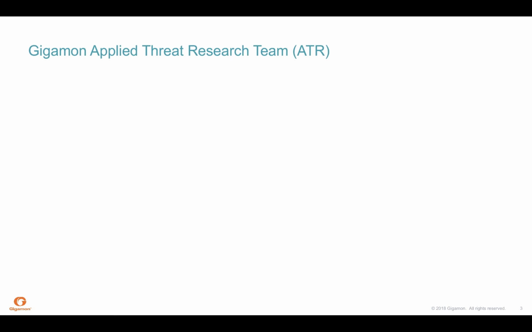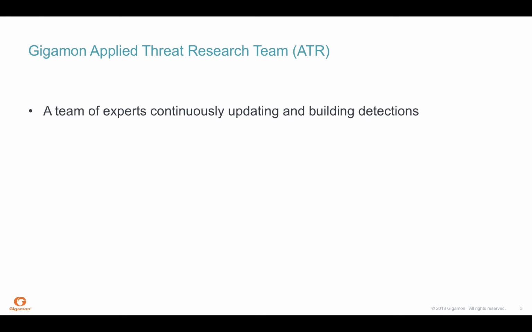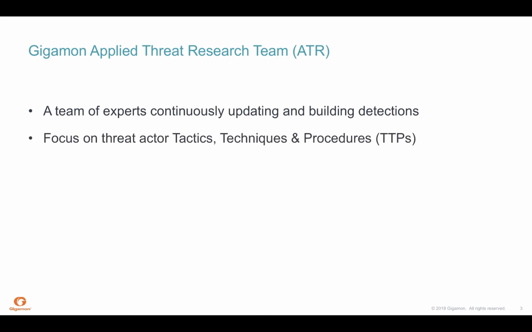The Gigamon Applied Threat Research Team, or ATR, is one of the biggest weapons in the Gigamon Insight arsenal. They're continuously updating and building new detection rules that focus on threat actors' tactics, techniques, and procedures, and the network traffic metadata to detect those TTPs. This produces high-fidelity rules with staying power because they don't rely on atomic indicators of compromise, or IOCs, which can age out. Domain names, IP addresses, and file hashes can all be changed and age out quite quickly.